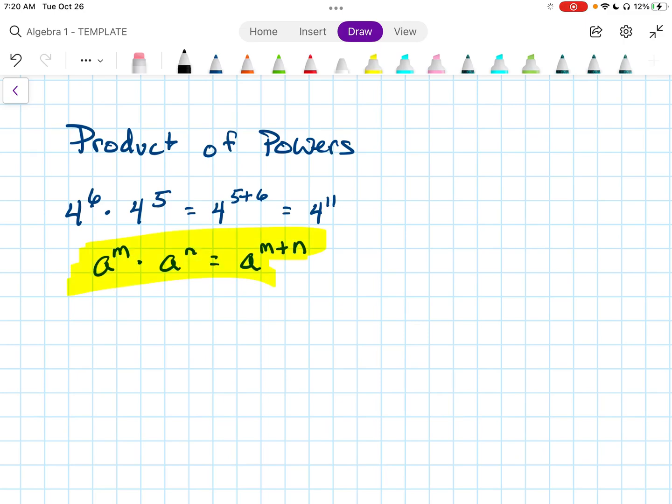If you have two things next to each other that have the same base, then you can add their exponents. If they're multiplying, you add the exponents.